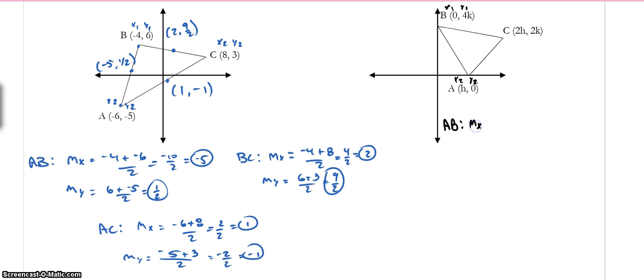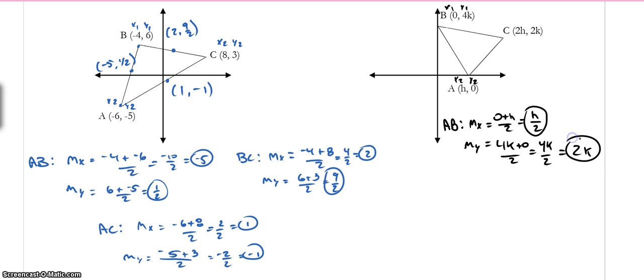So the midpoint of my x coordinate is 0 plus h over 2. Well, 0 plus h is just h over 2. Now let's look at my y's. I get 4k plus 0 over 2, which gives me 4k over 2, which is just 2k. So again, we just throw a variable in there. Don't get freaked out. It's the same process. So the midpoint between A and B is h over 2 comma 2k.